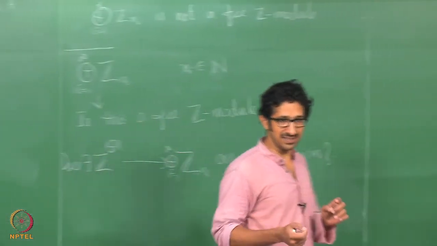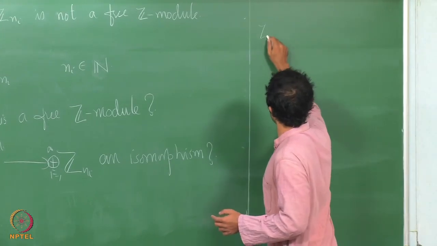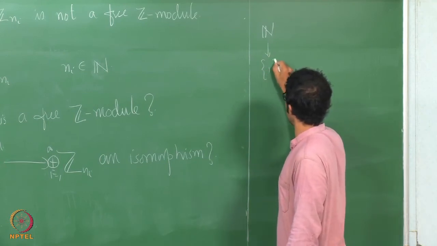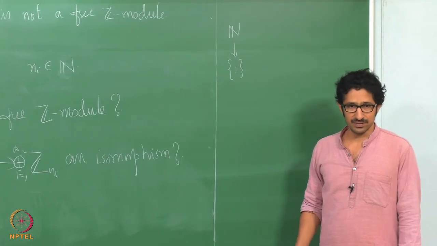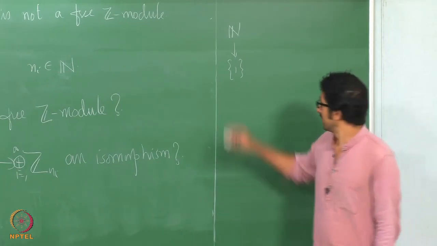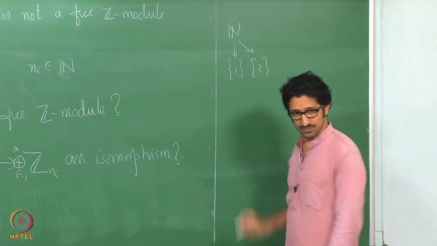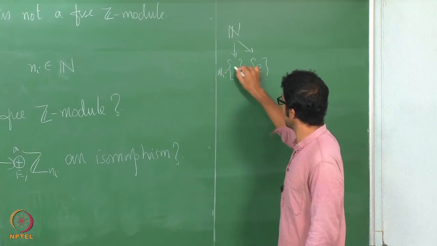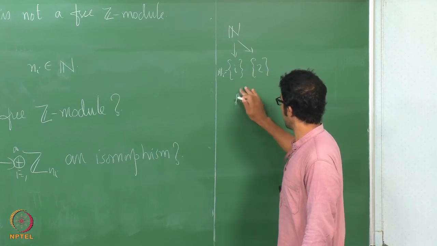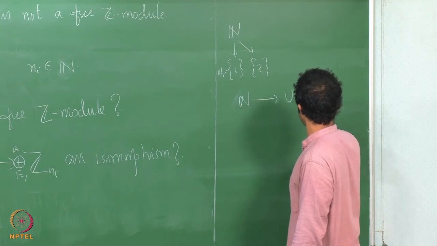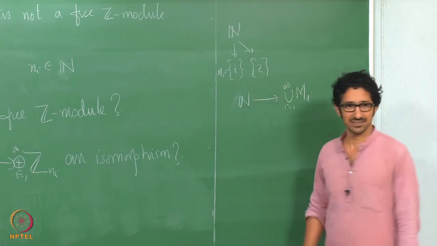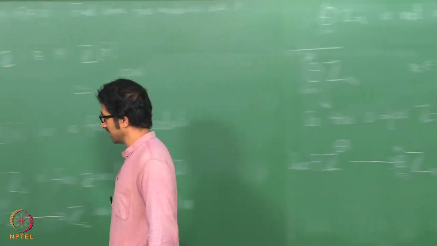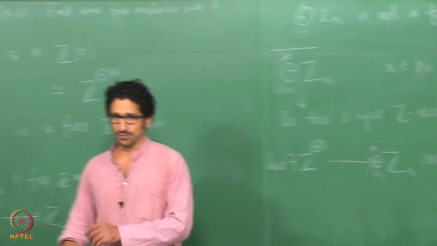For example, take the natural numbers N. From N to 1, is there an injective map? No. N to 2? No. Now, this is my M_i. But from N to the union of M_i, i from 1 to infinity, there is a one-one onto map. So we cannot really say that, but the idea is there from what you said.